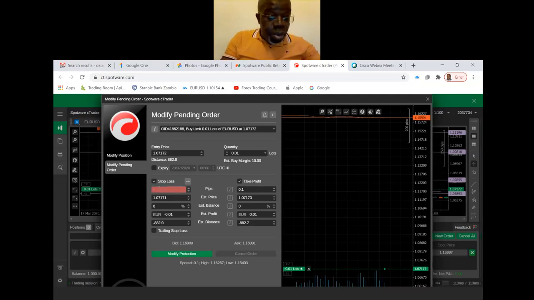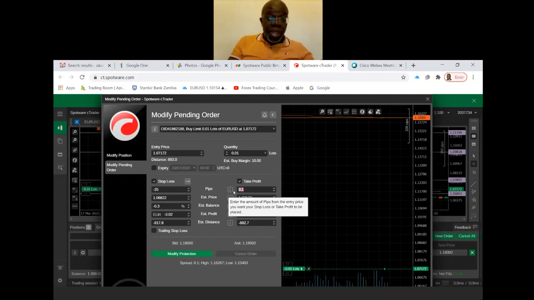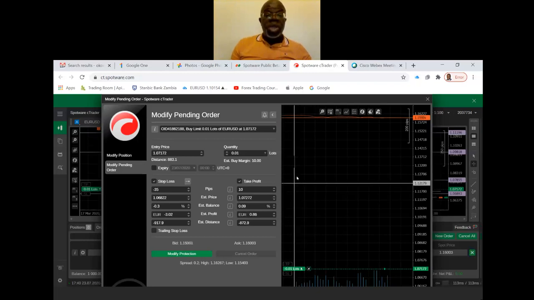Others put even more. This is just like an emergency eject button, which means if suddenly the news went against you or something, or there's something going on, then you'd be removed from that trade safely. And then you take profit, you might just want to take 10 or 20, depending on the time frame. So this is a 1 hour time frame. So I'll put 10. Then I do modify.